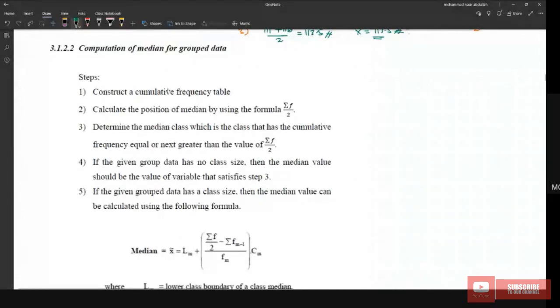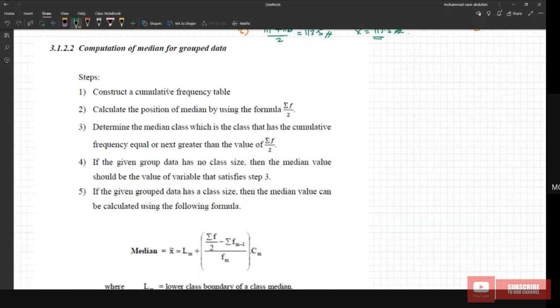So, once we finish calculation of median for group data, we're going to take a 5-minute rest before we continue to mode, right?